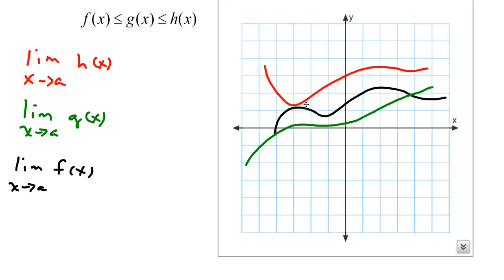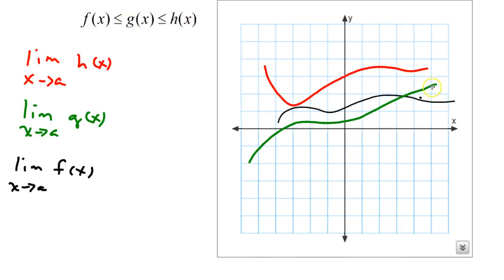Because, again, I've stipulated up here that the g function's y values always have to lie between the f of x function and the h of x function. So what that means is this g function, again, would have to be squeezed or sandwiched in between that red function and the black function, right?